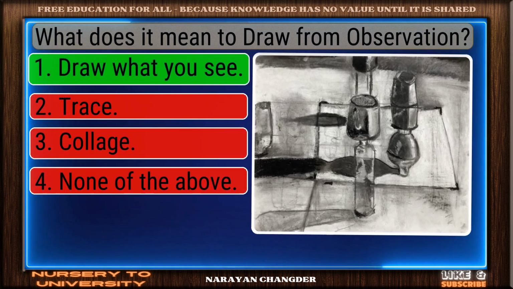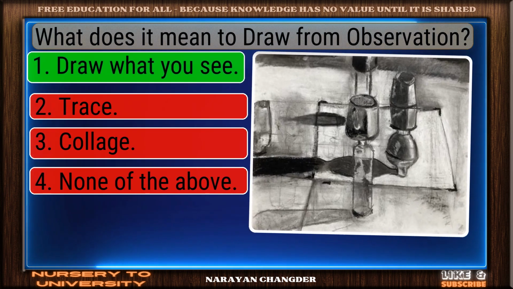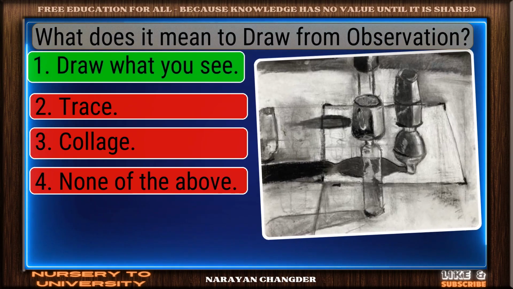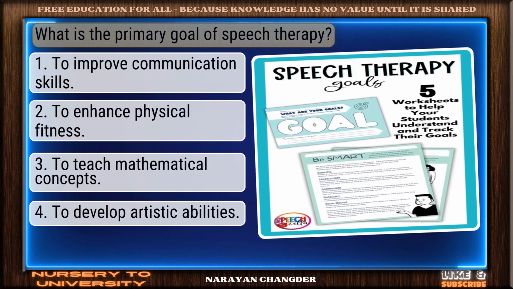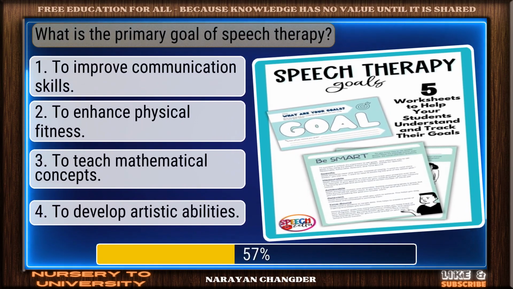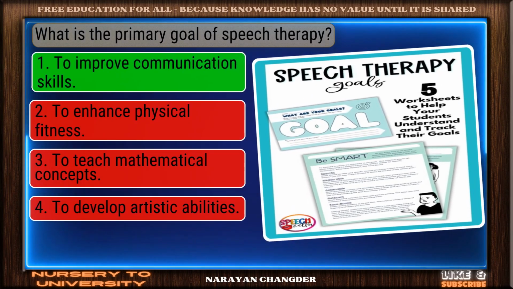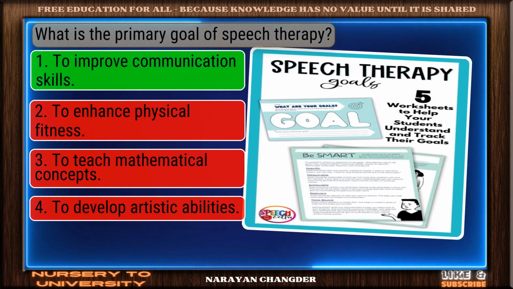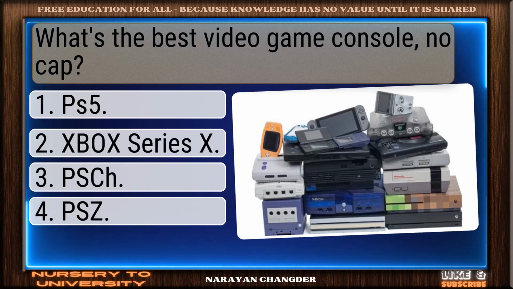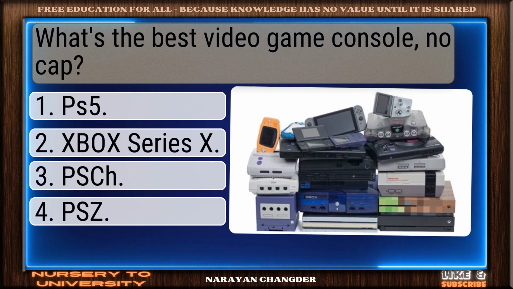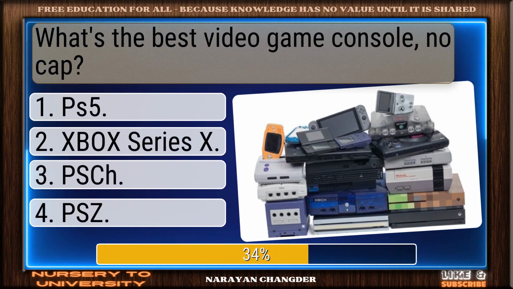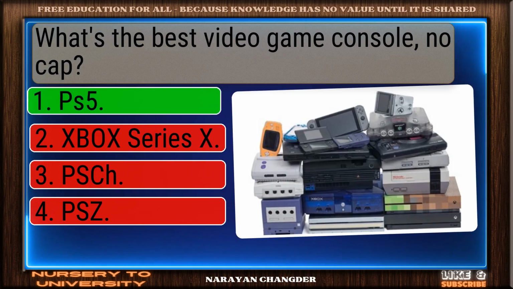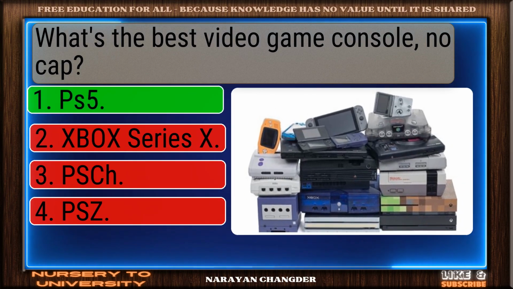Exactly. Draw what you see makes sense, and it is the right choice. What is the primary goal of speech therapy? You chose to improve communication skills, and it is correct. What's the best video game console? No cap? You got it. Your choice, PS5, is right.